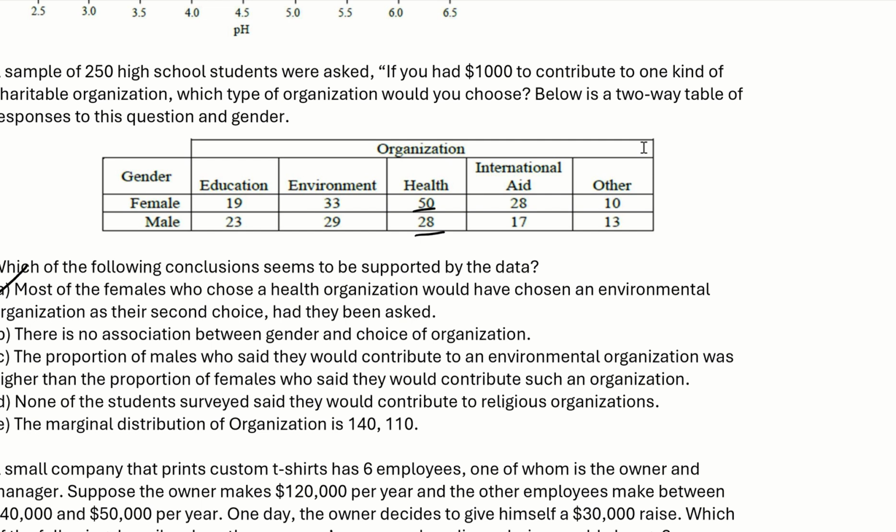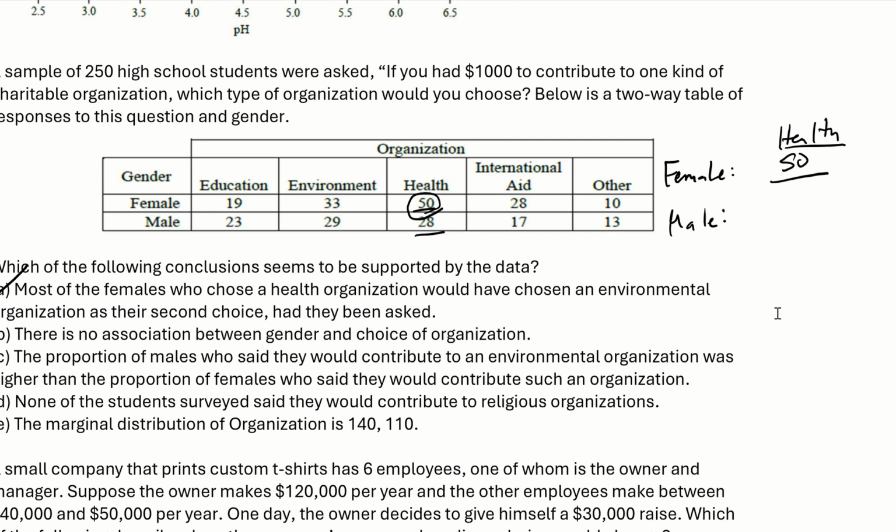So there's 50 females that chose health. Let's look at female and health. Let's just do the conditional probabilities for female and health and male and health. We're not doing the entire conditional distribution, just part of it. So if we look at health, there's 50 females that chose health out of how many? How many females were there in total?